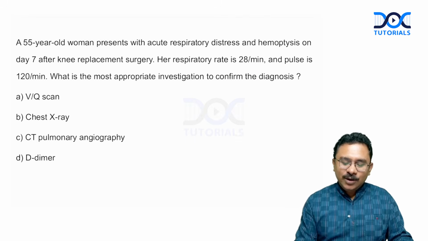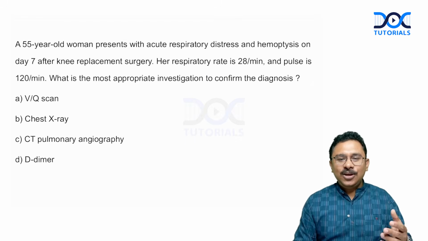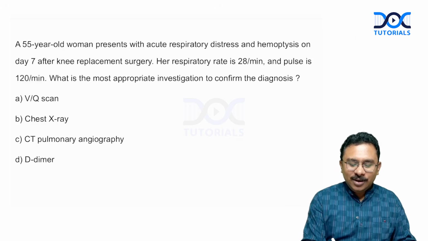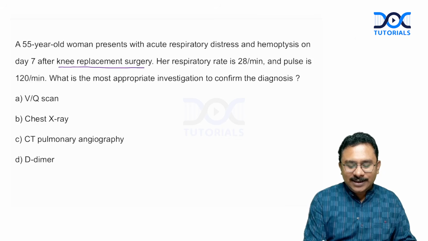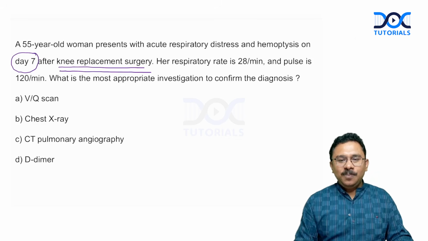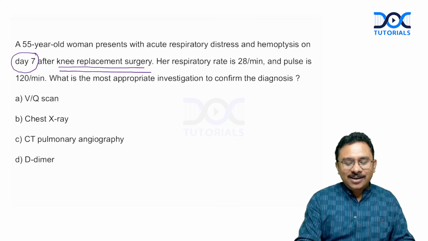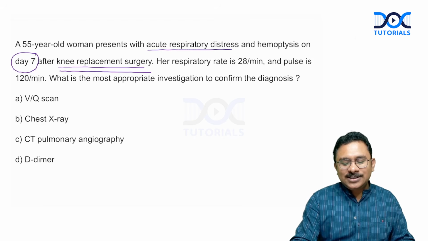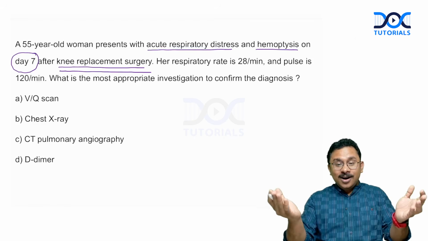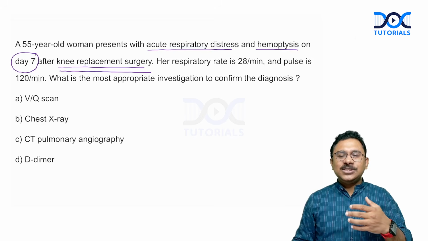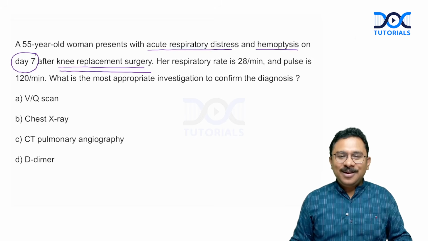A 55-year-old woman presents with acute respiratory distress and hemoptysis on day 7 after a knee replacement surgery. Once you've had a major surgery that is interfering with your mobilization and you've got a prolonged period of immobilization, when a patient develops acute respiratory distress with hemoptysis, what are you thinking of? You are thinking of a possibility of a pulmonary embolism.